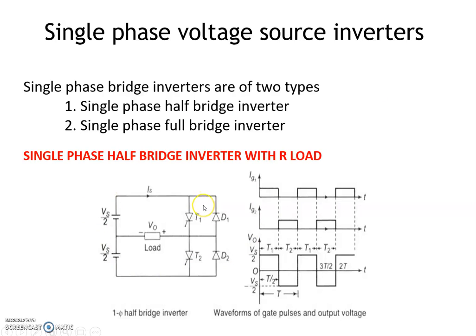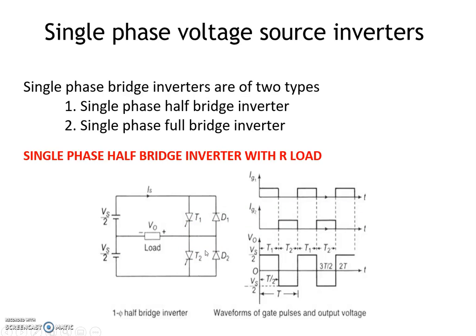A single phase half bridge inverter consists of two SCRs, two diodes and a three wire supply. Two thyristors T1, T2 and two diodes D1, D2 and a three wire supply. Here the source voltage is Vs by 2. The diodes D1 and D2 are connected in anti-parallel with the thyristors T1 and T2 respectively.